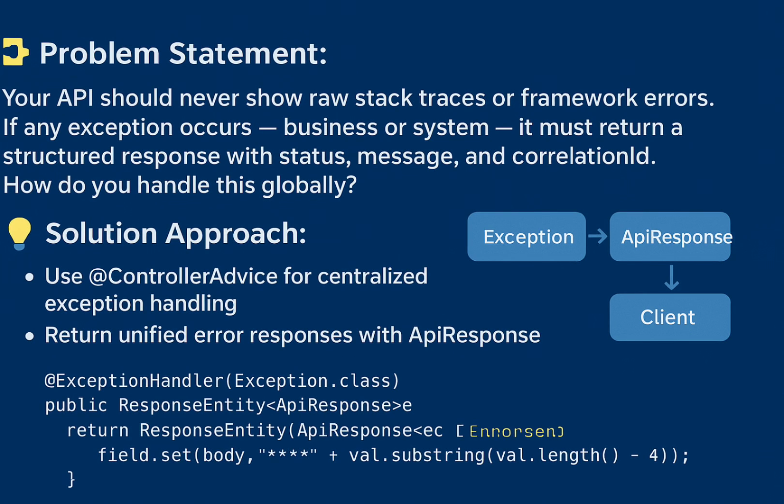A global exception handler using @ControllerAdvice ensures every failure returns a clear, consistent structure. This also helps UI and monitoring teams handle errors automatically. A must-have for enterprise reliability.